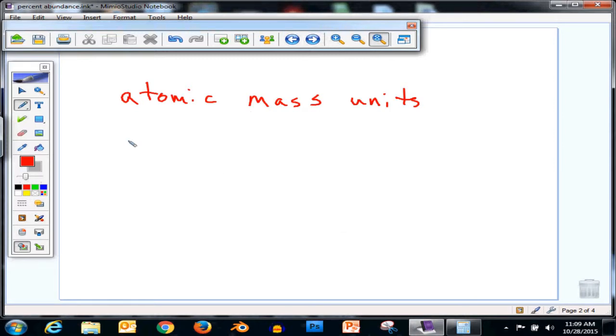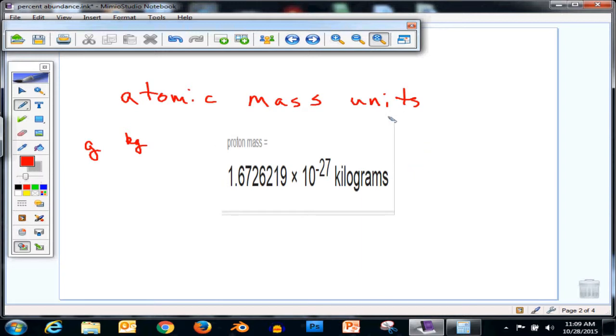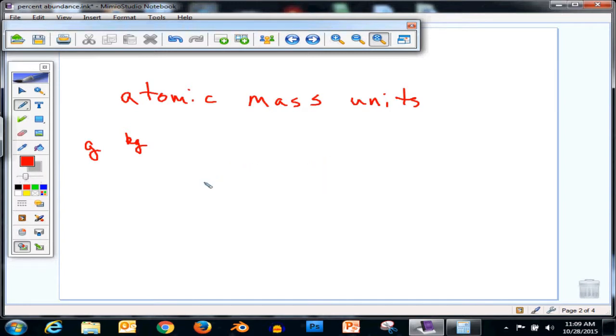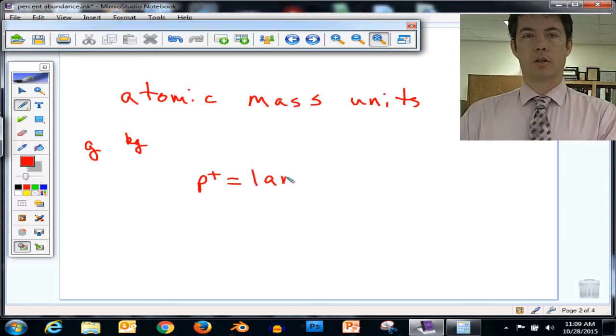Before we do that, though, there's something that we've not talked about, and that is atomic mass units. Normally, we've been talking about mass in terms of grams or kilograms, and we've done our conversions. In our labs, we've used the scale and measured grams. If we were to measure the mass of a proton, it would be this tiny number, and we don't like to mess with that. So an atomic mass unit makes the math easy. A proton has a mass of 1 atomic mass unit, and AMU is the abbreviation.